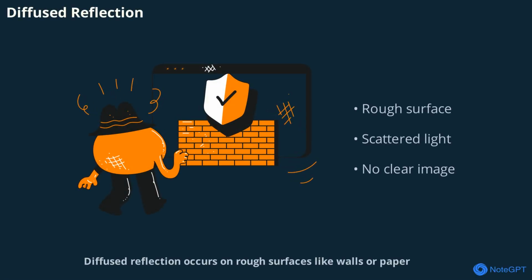Diffused reflection occurs on rough surfaces like walls or paper. The light rays scatter in many directions, so no clear image is formed. This is why you can't see your reflection in a wall. Diffused reflection helps illuminate rooms evenly as light spreads out instead of bouncing in one direction.